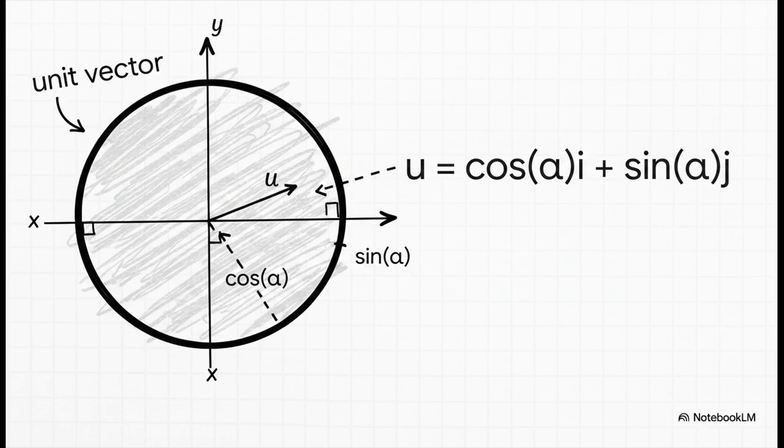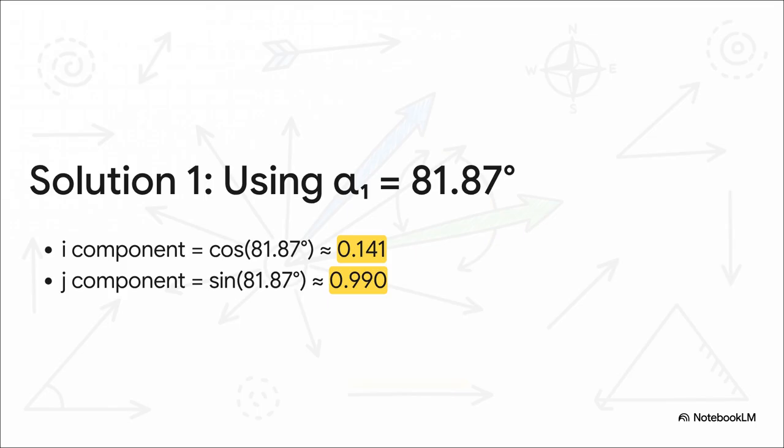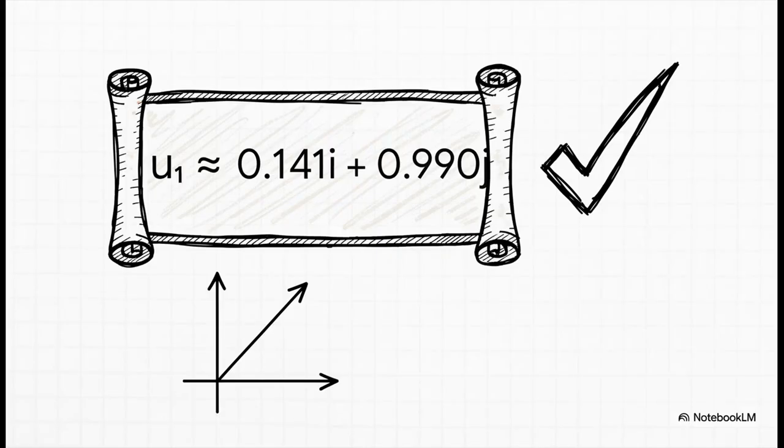That's the recipe. So let's take our first target angle, that 81.87 degrees, and plug it in. The cosine of 81.87 degrees gives us our i component, which is about 0.141. Then the sine of that same angle gives us our j component, which comes out to about 0.990. And there you have it. We just combine those two pieces, and we get our first solution. The unit vector u1 is approximately 0.141i plus 0.990j. Awesome! One answer down, one to go.